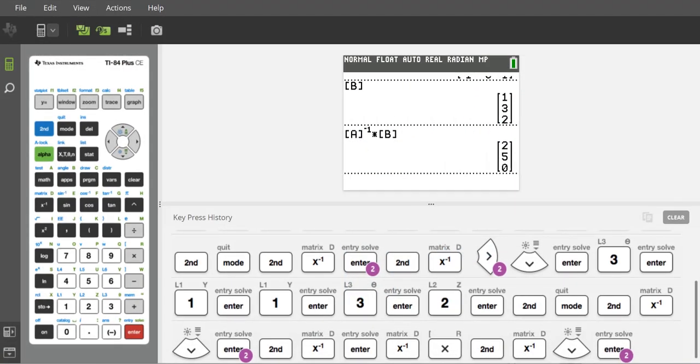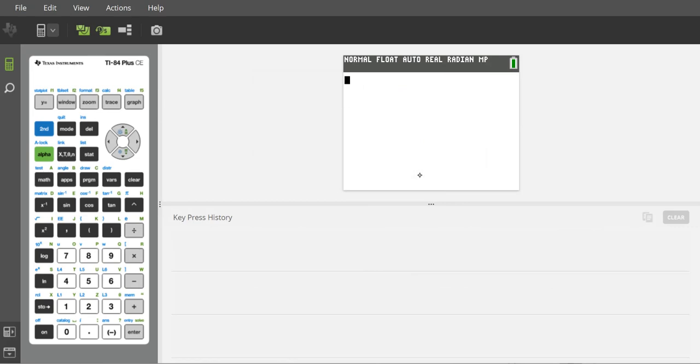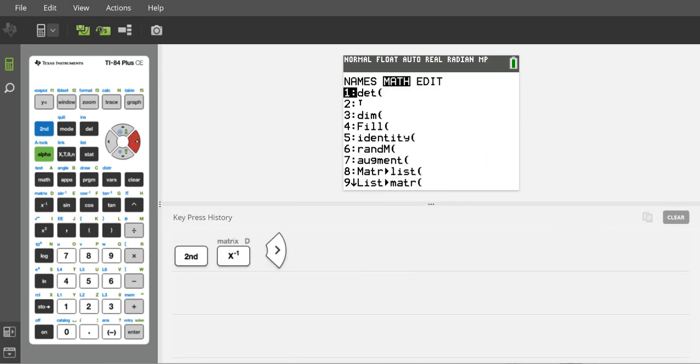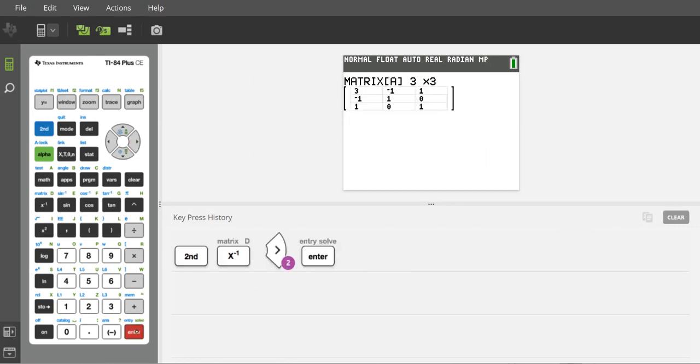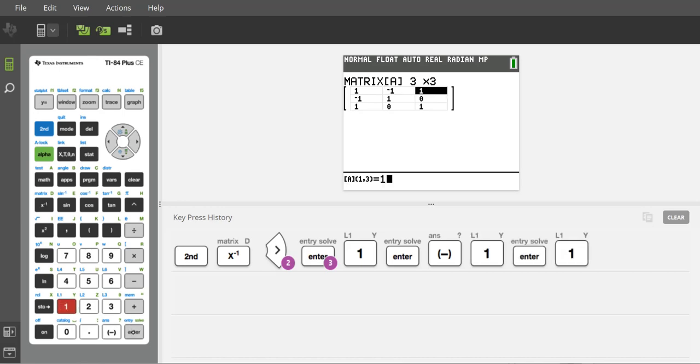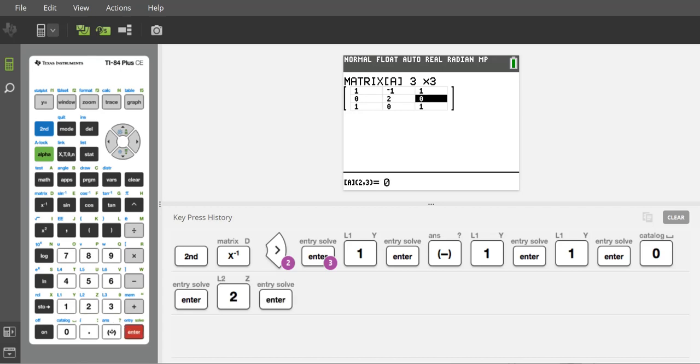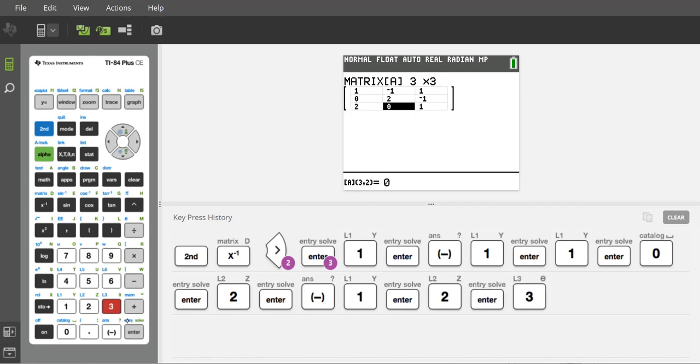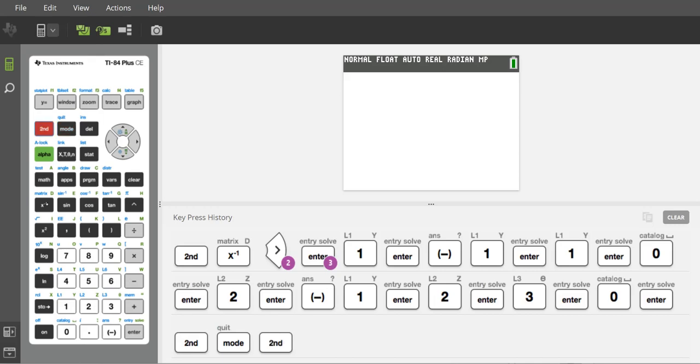All right, here we go. Clear. I need to go to matrix and edit. Edit matrix A. It's a 3 by 3. The matrix is 1, -1, 1, 0, 2, -1, 2, 3, 0. Now go look at it and make sure that's correct. Matrix A, that is correct.